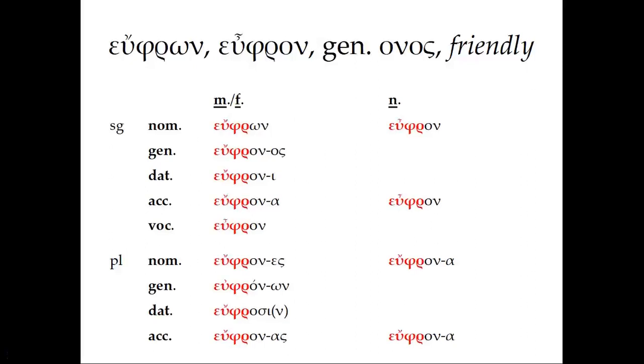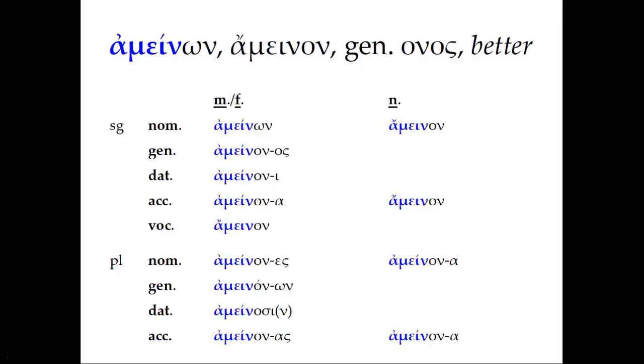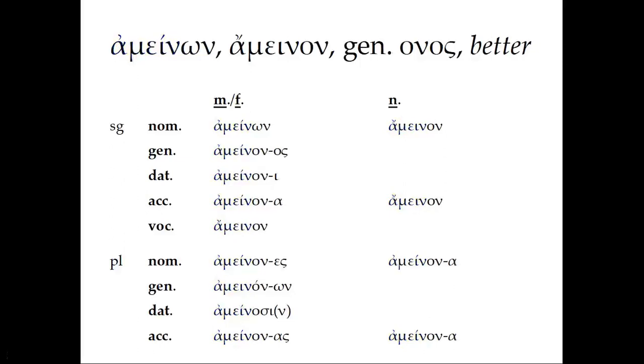We're going to remove our stem, as usual, and substitute for it the stem of amenon, amenon, genitive amenonos. This is the comparative degree of agathos. This means better. So we're going to substitute amen in the place of this other stem, and we get these forms. And that's all there is to it. There are no differences in endings normally.